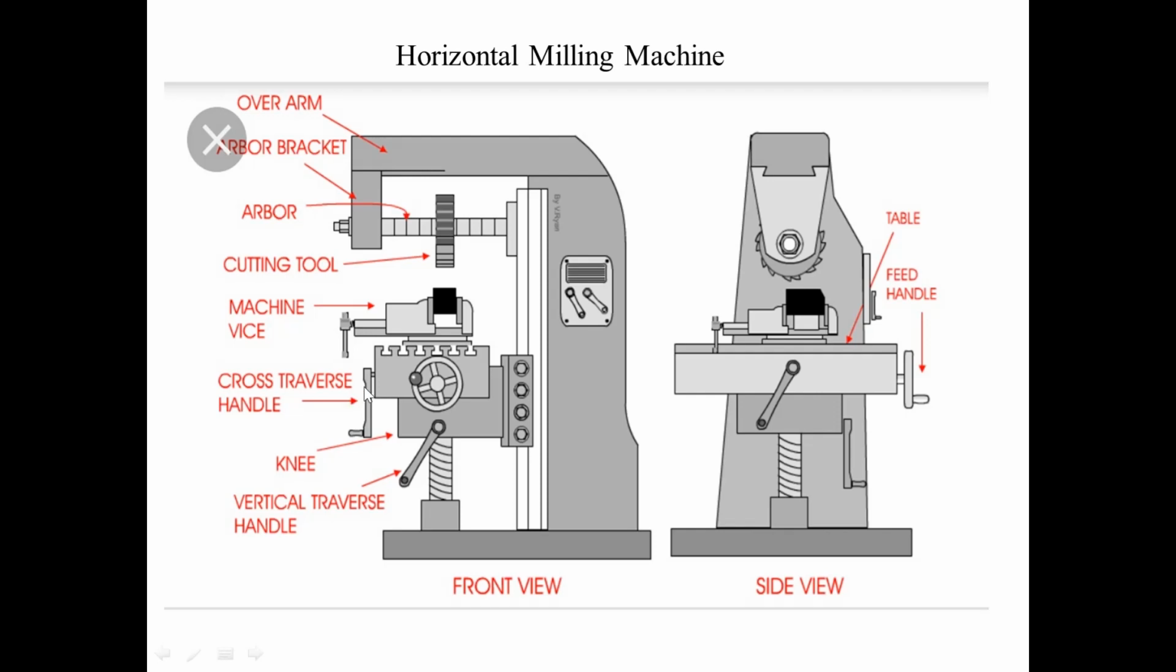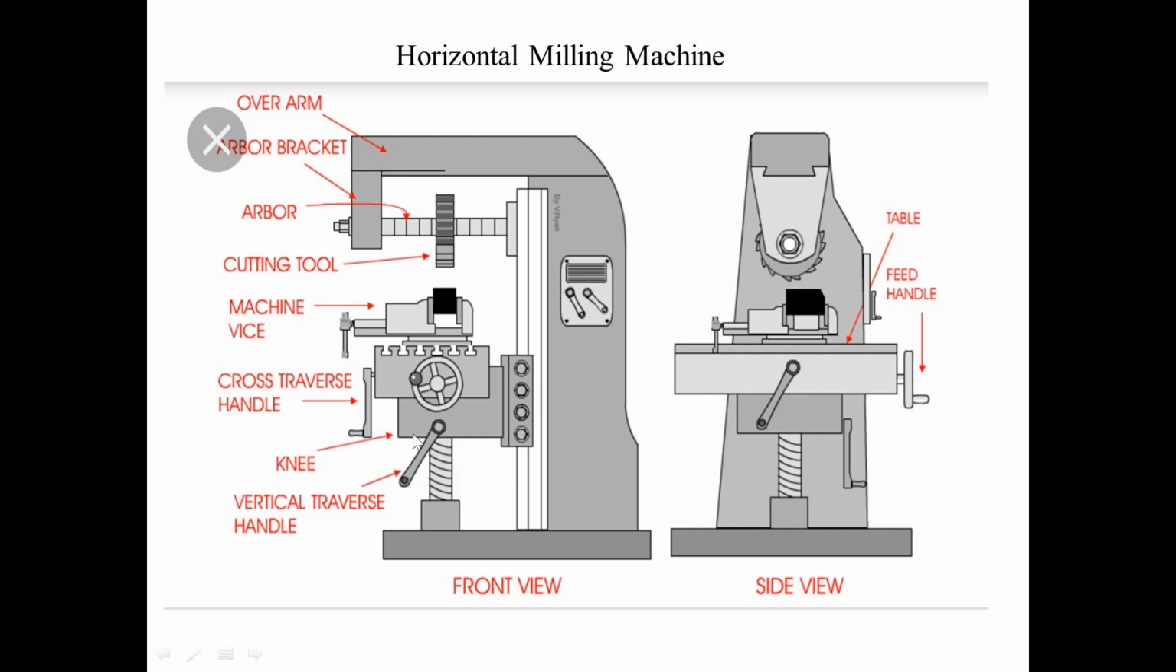Then we have a cross traverse handle. Cross traverse handle is nothing but this carriage has to move in a cross direction. It can move to the right side, as per the observer's point of view, and it can move to the left side of the element. So that can be done by the cross traverse handle.